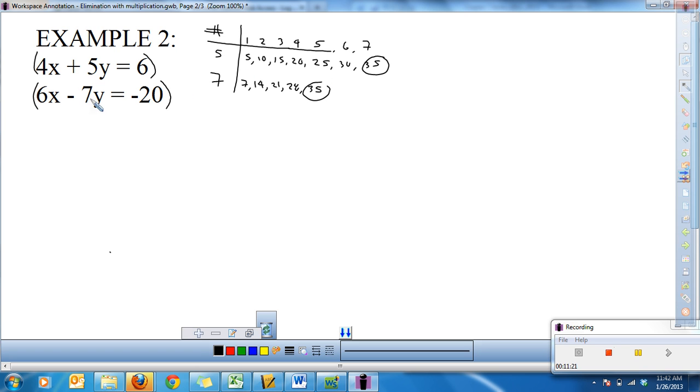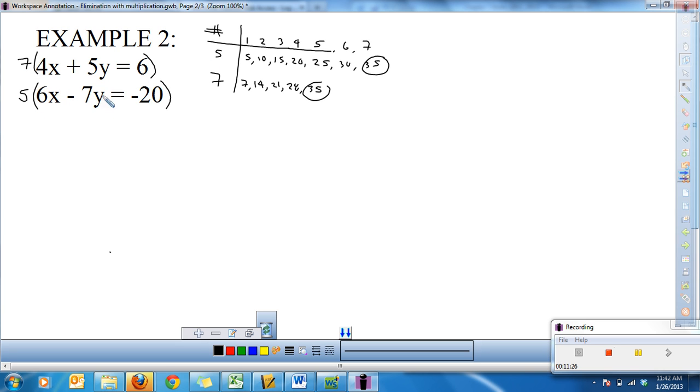So the first thing I could have done is I could have just said, okay, I'm going to multiply this one by 7, I'm going to multiply this one by 5, so that this will turn into 35, because 5 times 7 is 35, and turn this one into 35. 7 times 5 is 35. When you need to multiply one or both of the equations, that's an easy way for you to do it really quickly. It's just multiply the 2 equations by each other.